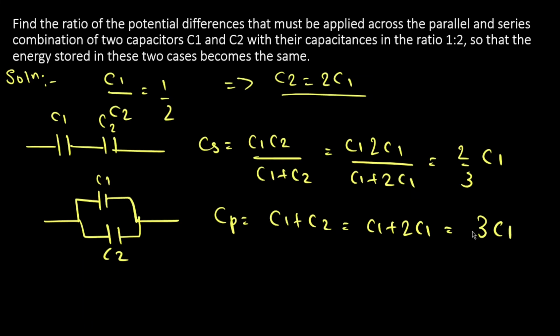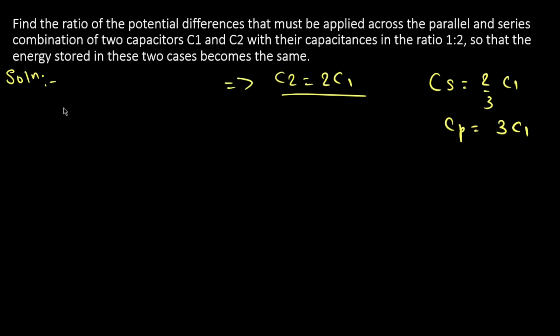Now what they have said is that we need to find out what potential difference must be applied so that the energy stored in these two cases becomes same. So we want, when the capacitors were connected in series, the energy stored, and when the capacitors were connected in parallel, the energy stored, to be equal.